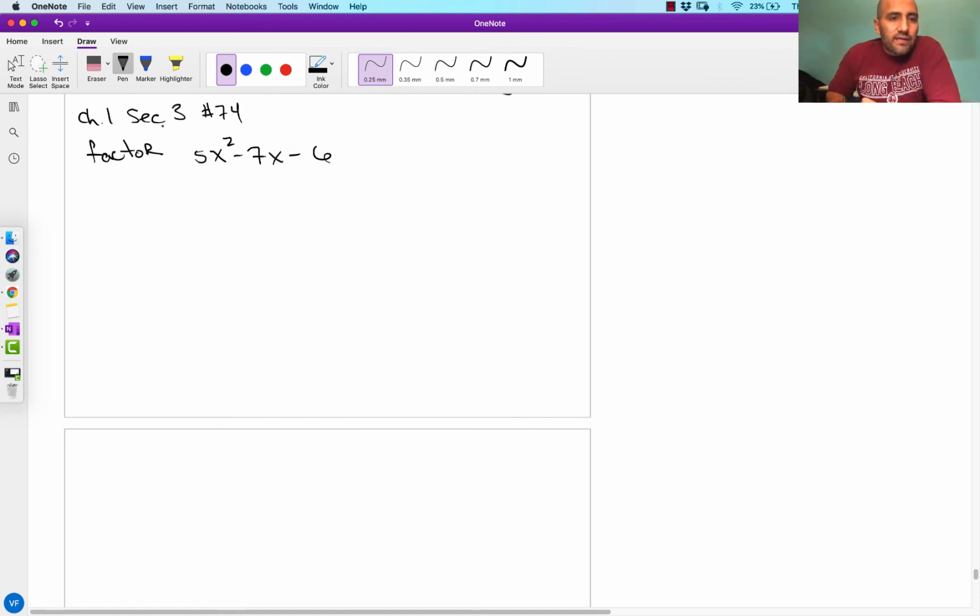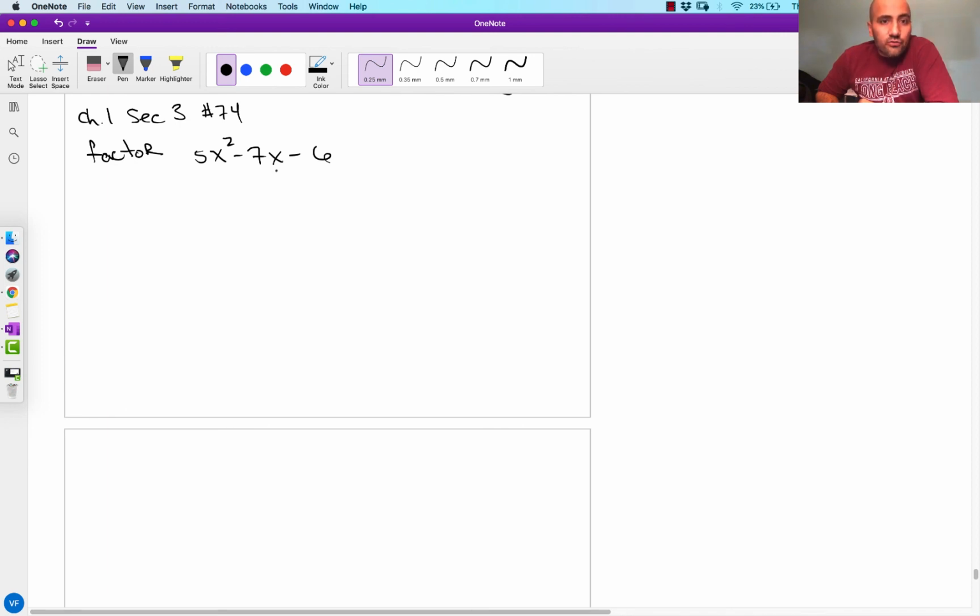Okay, chapter 1, section 3, number 74 asks us to factor this guy. So we go through our 5 factoring techniques. Number 1, do they have anything in common? Any factors in common? None at all, right? These two terms have an x in common, but this one doesn't have an x, and there are no constants in common. Nothing we can do with the first factoring technique.